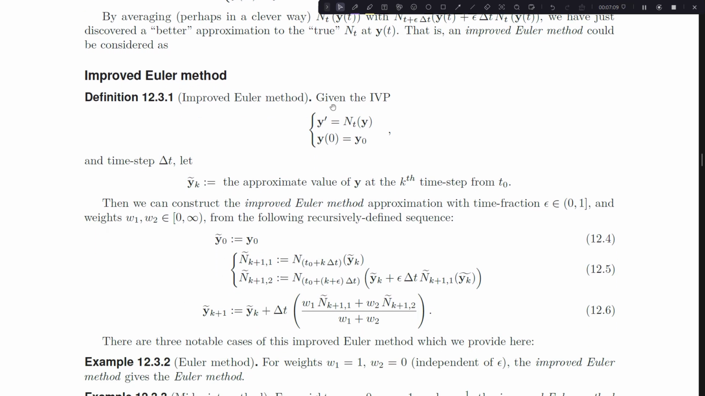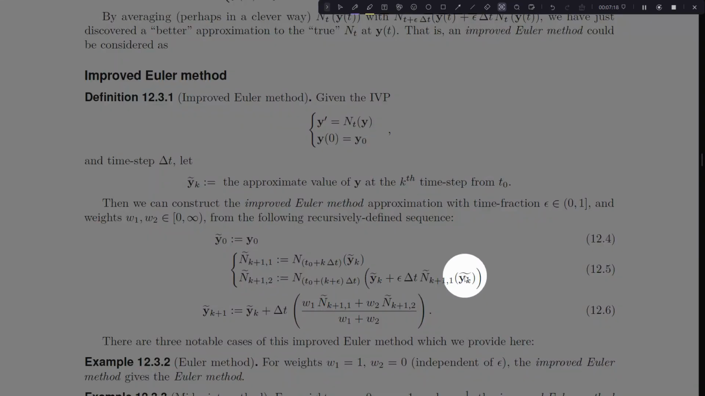So I'm going to start with the improved Euler method here, which is basically just doing this with two weights, right? We're going to choose some epsilon, which we're going to push ourselves forward and give ourselves an approximate n at the forward time, as well as the approximate n at the original time. And then we're going to take a weighted average, and that's what the W1 and the W2 are, and that's why I'm dividing by their sum.